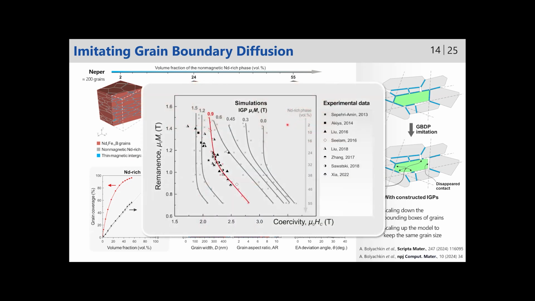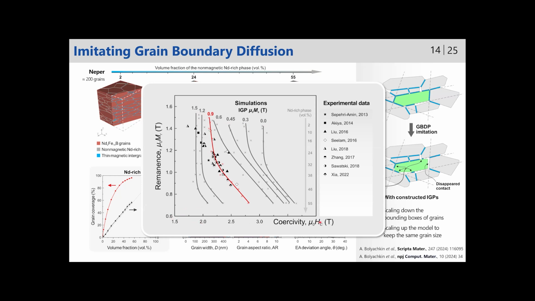And this allows us first to explain what is going on in experimental data when we perform grain boundary diffusion. We can again think about what the magnetization of the intergranular phase should be in order to explain experimental data well. And also these simulations allow us to find a way to improve the coercivity of the magnets further.